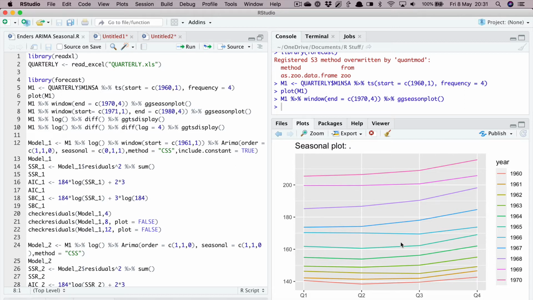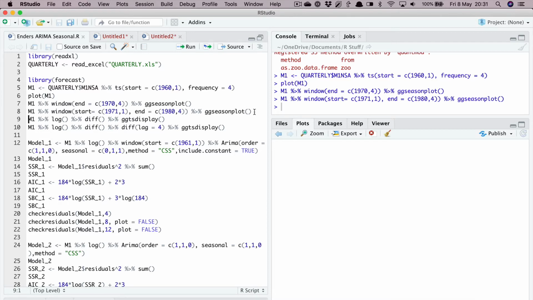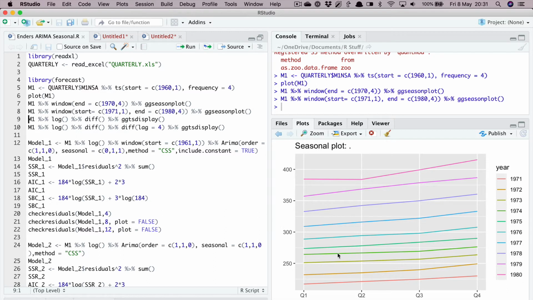I only looked at the first 10 years here because if you run ggseasonplot on the whole data, there are far too many lines to see what's happening. Just to confirm that that seems to be the case, I'll run it again here for the next 11 years, the 70s. And again, we see the same picture of a definite seasonal pattern of it rising throughout the year into the peak in the fourth quarter. So there's a definite seasonal pattern here.